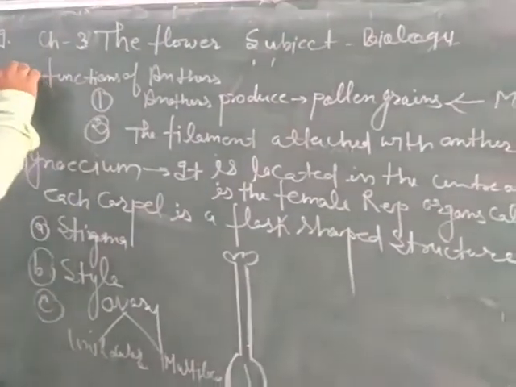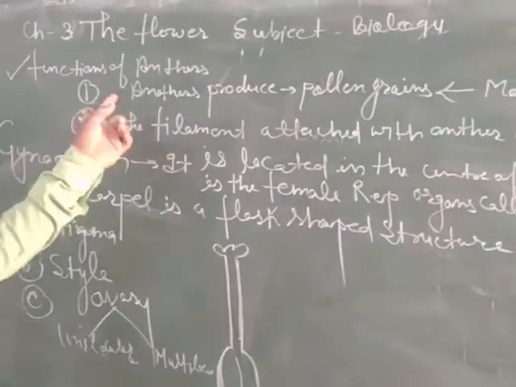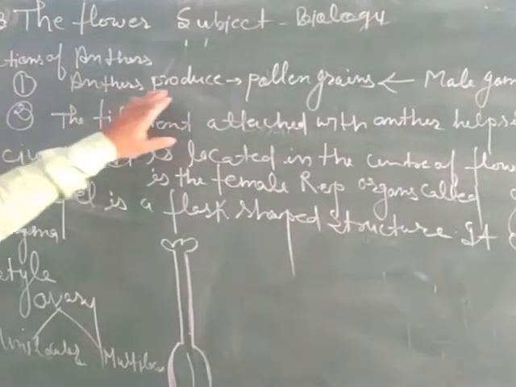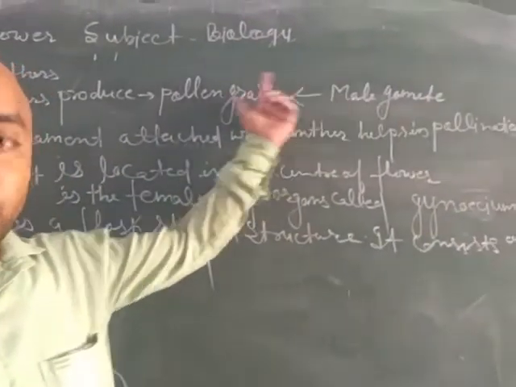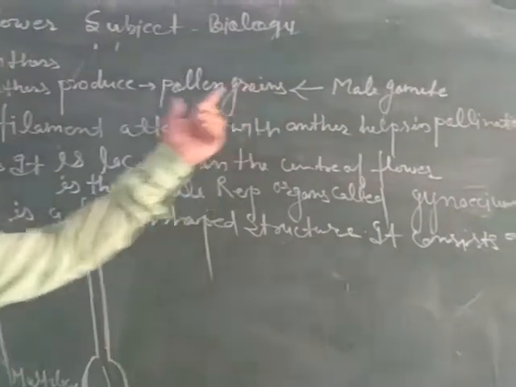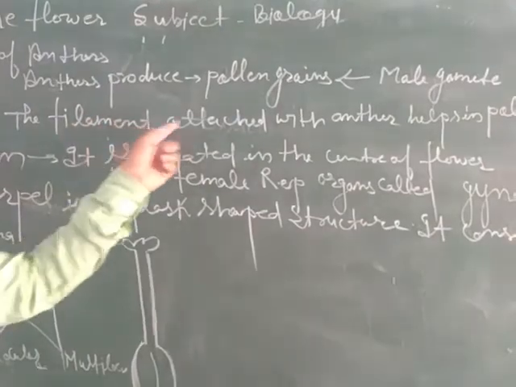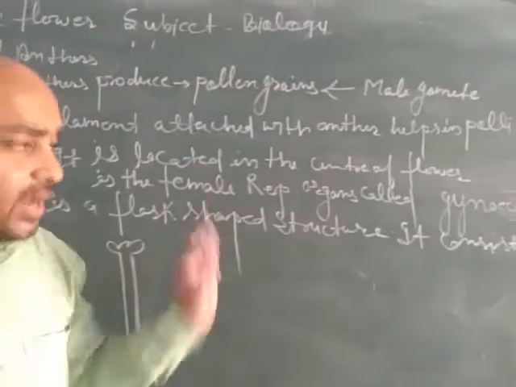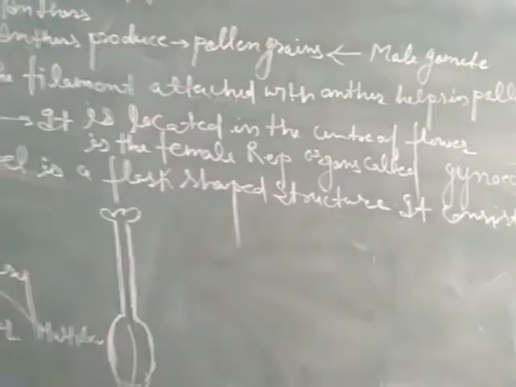Now, dear students, we will discuss the function of anther. The first function of anther is that anthers produce pollen grains that contain the male gamete. The second function is that the filament attached with the anther helps in the process of pollination, that is, in self pollination.